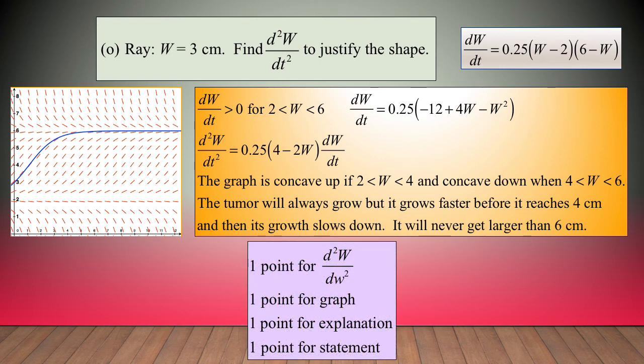4 points for this problem. 1 point for the second derivative of w with respect to t, 1 point for the graph, 1 point for the explanation, and then 1 point for the statement.